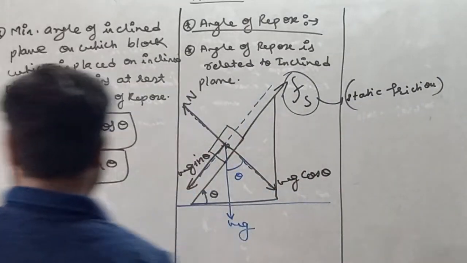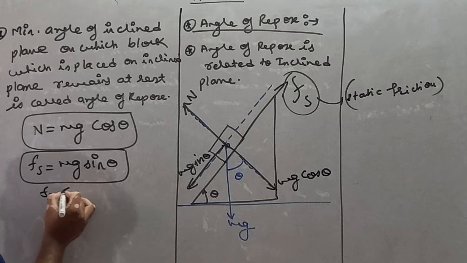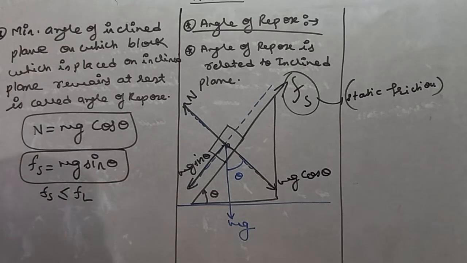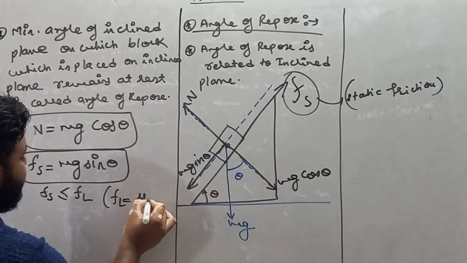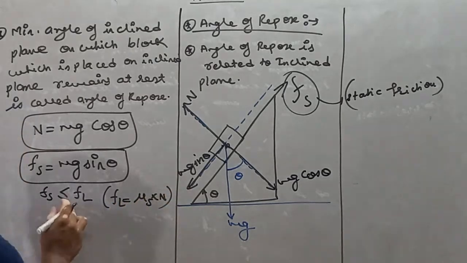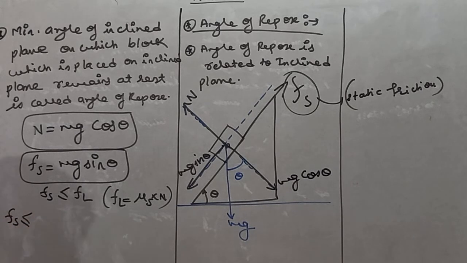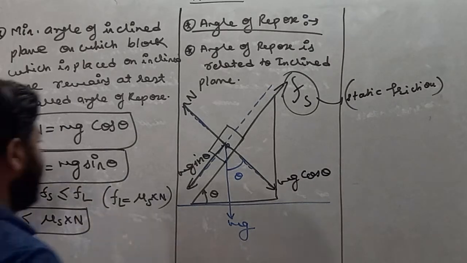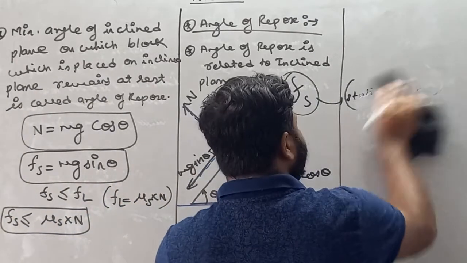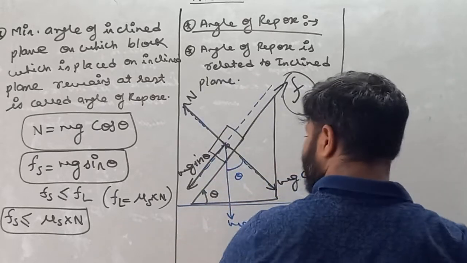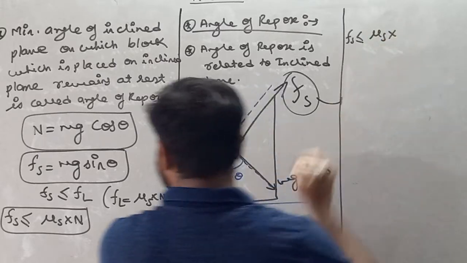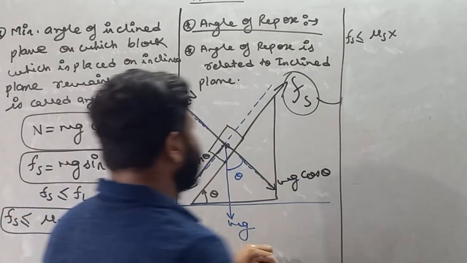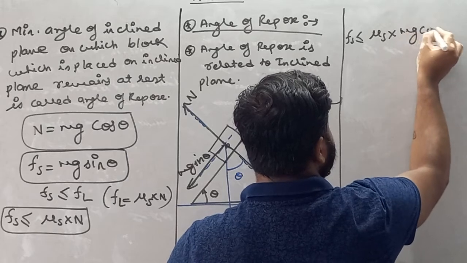Now moving forward, as we know, static friction is always less than or equal to limiting friction. And about limiting friction, we know that limiting friction is equal to mu s into N. So we can write static friction is less than or equal to mu s into N. This is basically another equation. Moving forward, my dear student, now I'll put the value of the normal reaction force. So what we'll get? Static friction is less than or equal to mu s into the value of normal, which is mg cos theta. So I'll write here mg cos theta.